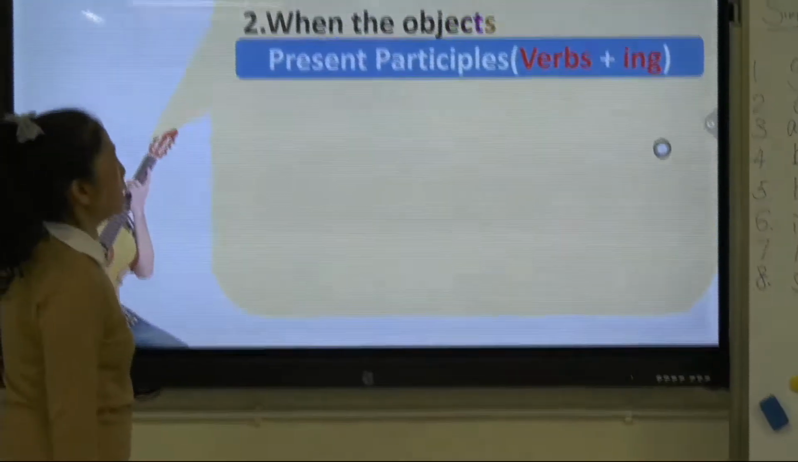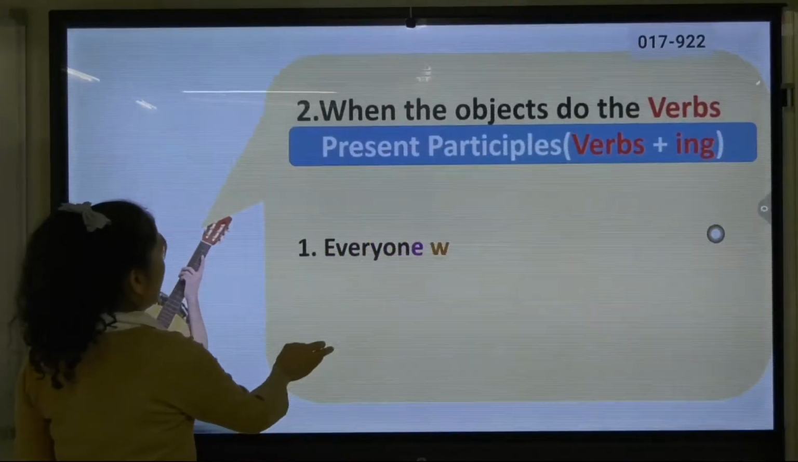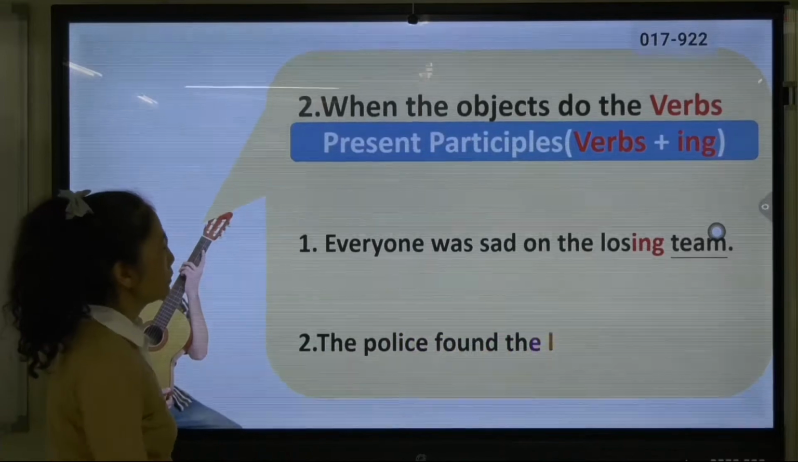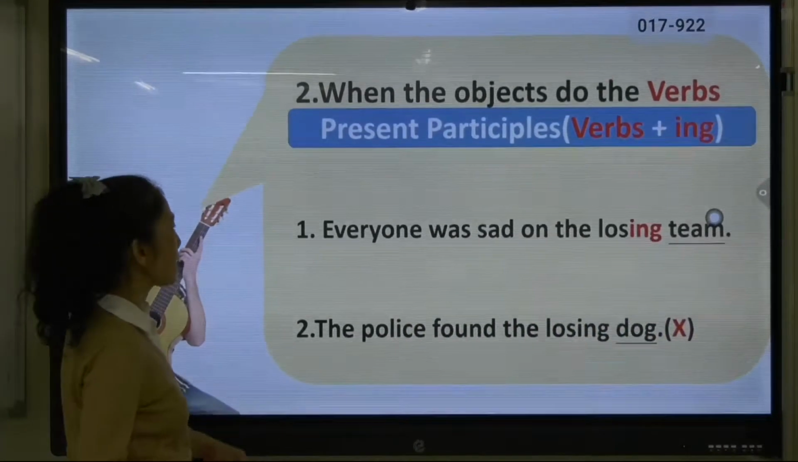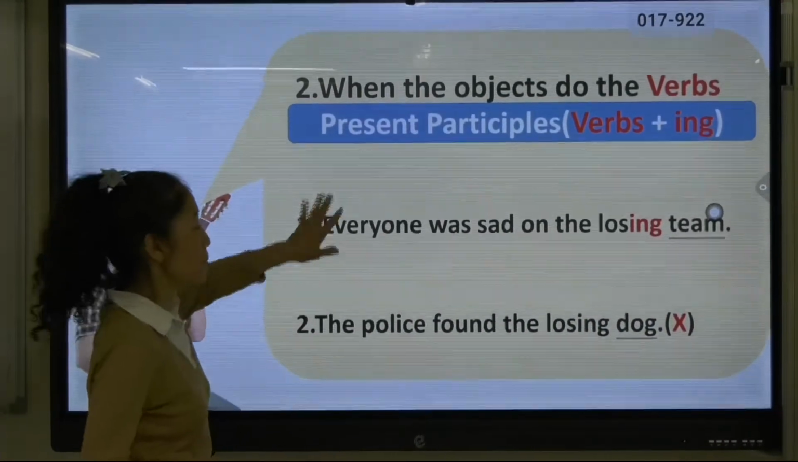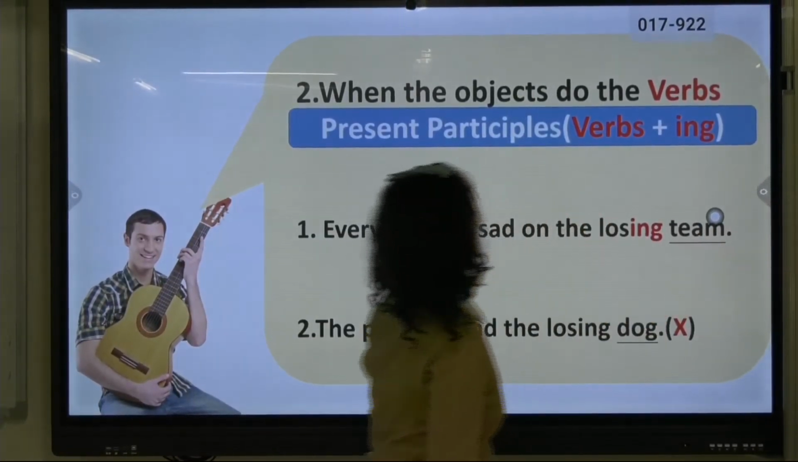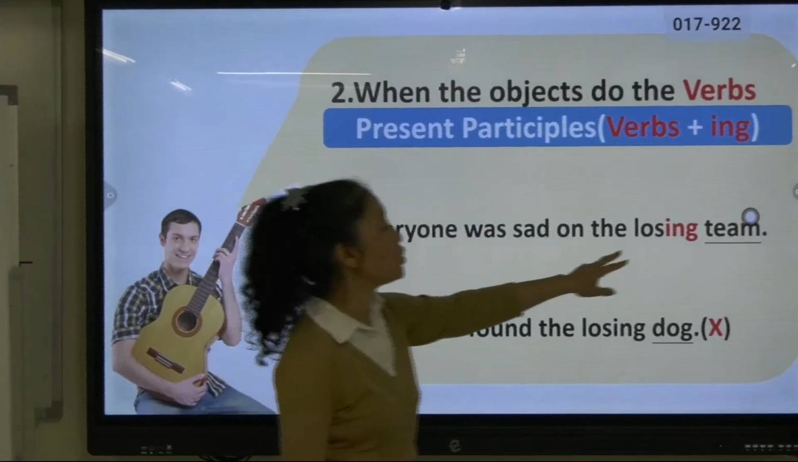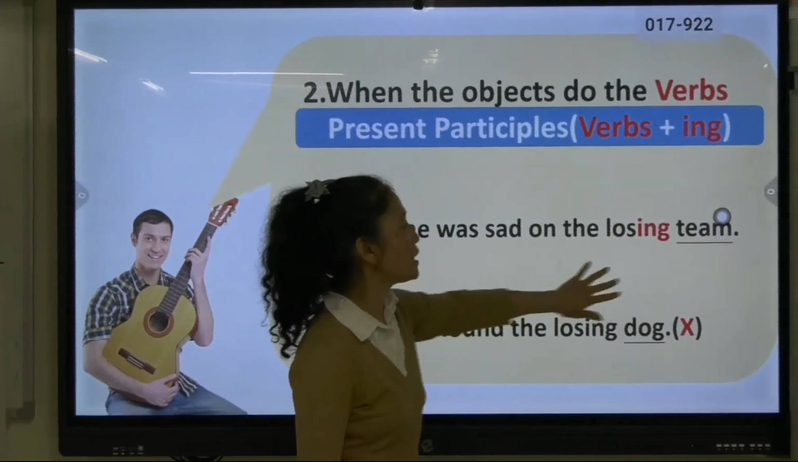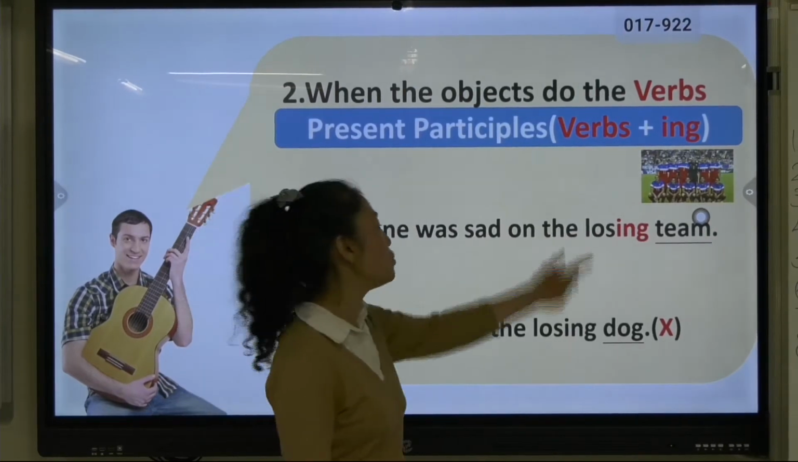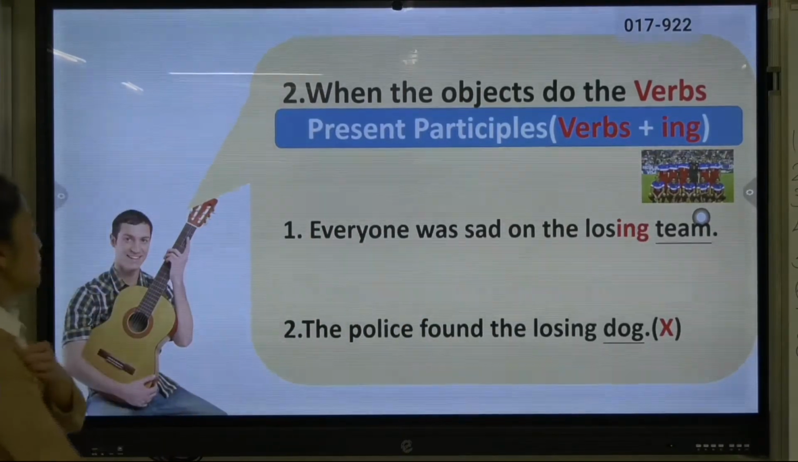Now let's look at here. I'm checking whether you understand or not. Okay, we use present participle. Present participle, how does it look like? ing. So everyone was sent on the losing team. What does losing team mean? Team, okay, that means fail. They lost the game, okay?